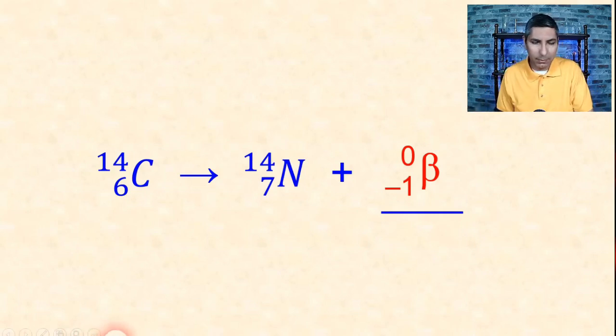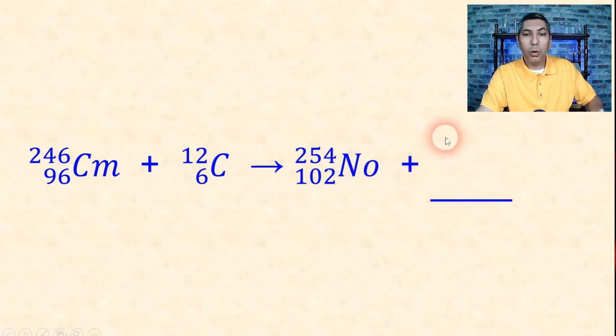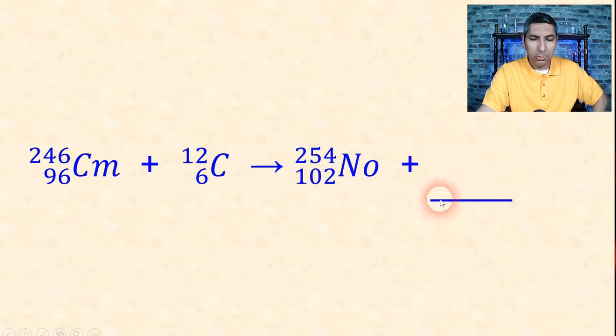Let's try one more example here with nuclear transformations. We'll try this one right here. This time we have an atom of curium-246 being bombarded with an atom of carbon-12, and it looks like one of the products is an atom of nobelium-254. And our job is to figure out what is the missing particle there on that line.